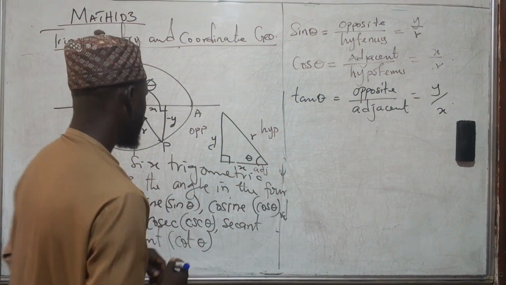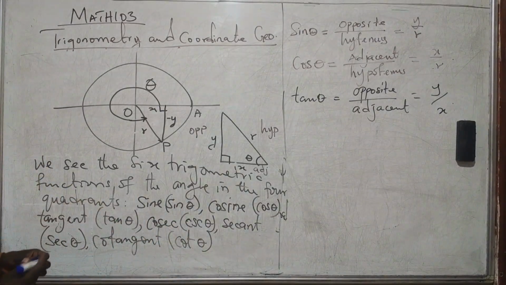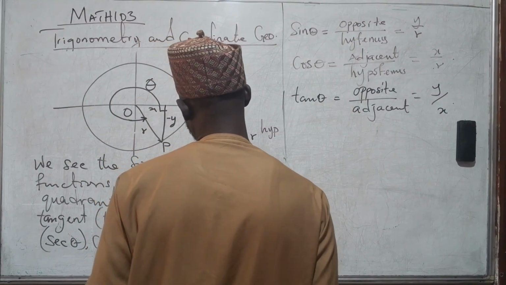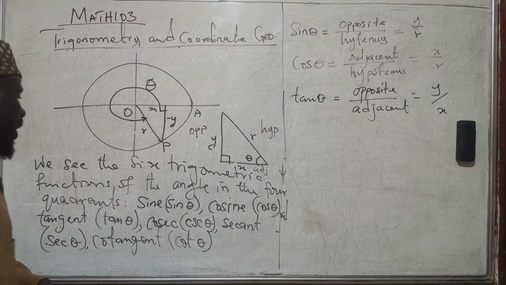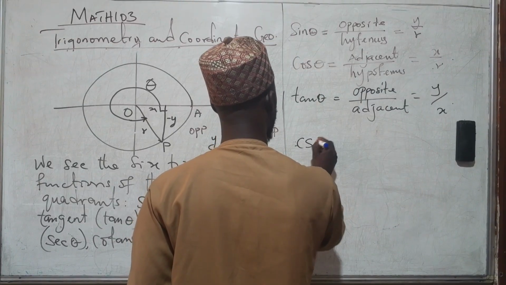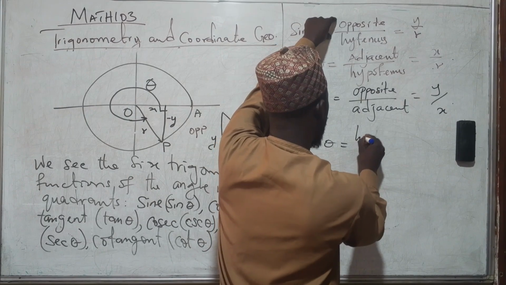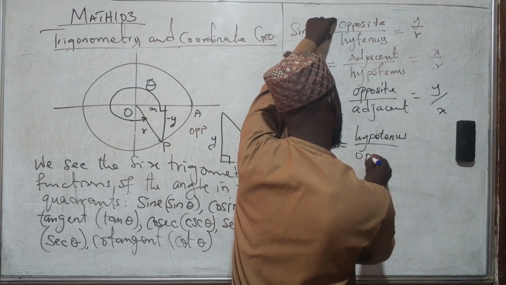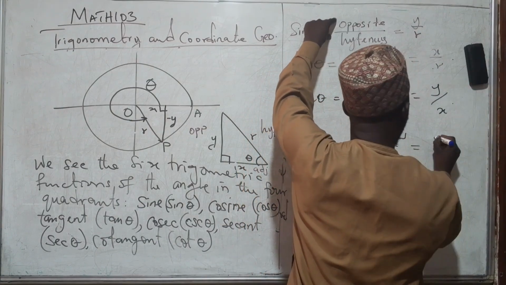Likewise, the other 3 trigonometric functions are the reciprocals of the first 3 trigonometric functions we have. And so by this, we will see that cosec theta is equal to the reciprocal of sine theta, that is hypotenuse over the opposite, and that is equal to r over y.